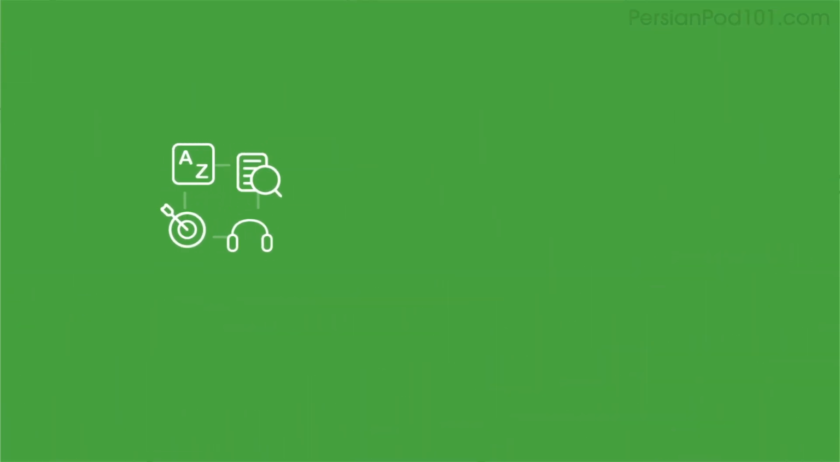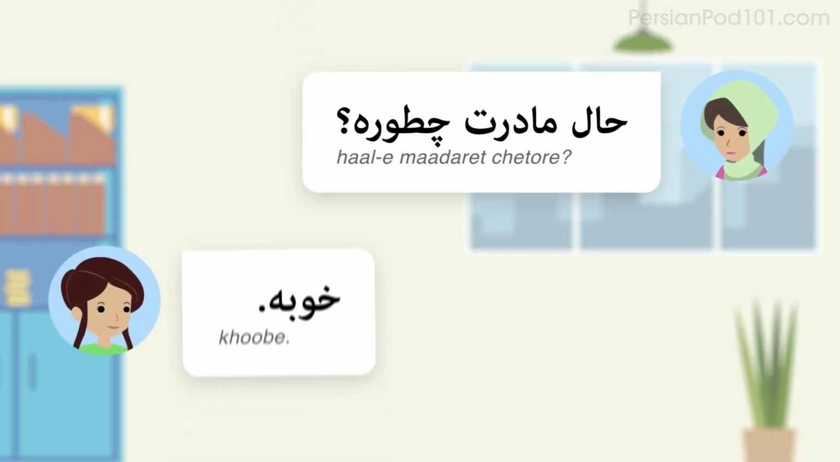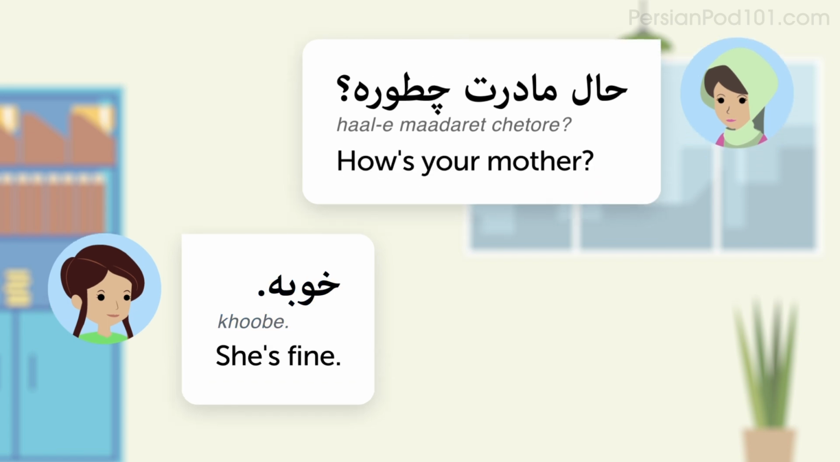Now let's take a look at some conversational phrases. Listen to the dialogue. حال مادرت چطوره؟ خوبه. Once more with the English translation. حال مادرت چطوره؟ How's your mother? خوبه. She's fine.